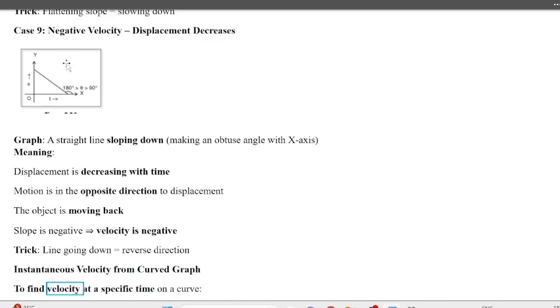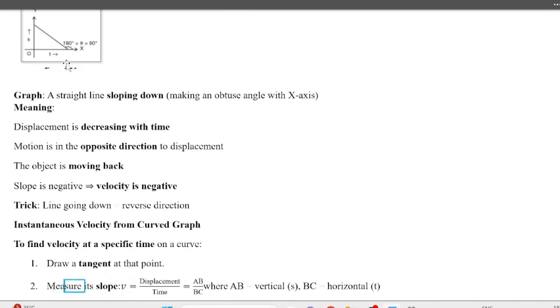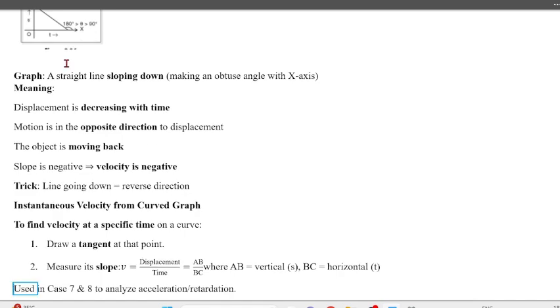Instantaneous velocity from a curved graph: to find velocity at a specific time on a curve, draw a tangent at that point, then measure its slope, which equals displacement over time = AB over BC, where AB is the vertical S and BC is the horizontal T. This is used in cases 7 and 8 to analyze acceleration and retardation.